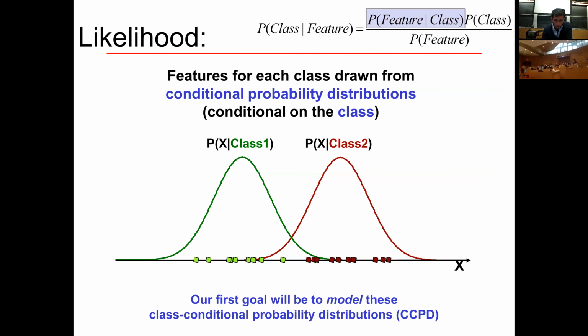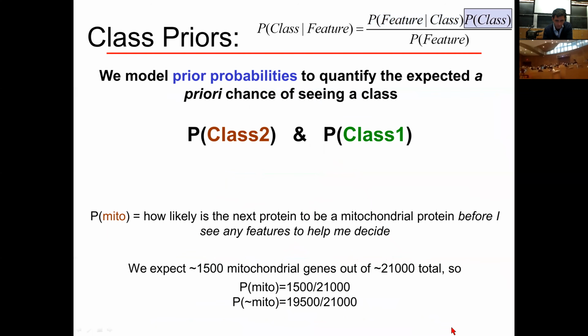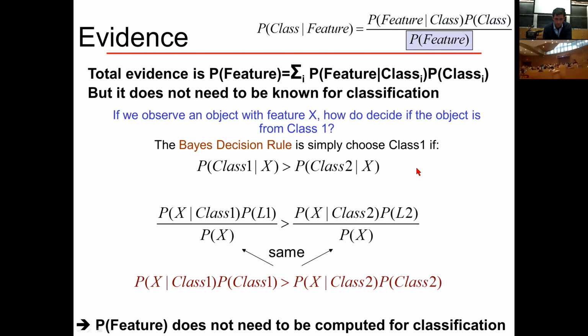So now this is only using the likelihood. Now, if we also have class priors, we can say what is the probability of having a mitochondrial protein. There are about 1,500 mitochondrial genes out of 21,000. Then the prior of being in the mitochondrial class is going to be smaller than being in the non-mitochondrial class. And then the total evidence is P of feature, which is simply summing over all classes P of feature given class times P of class. It does not need to be known for classification, because it features in all of them equally. So we can just ignore this and focus on that.